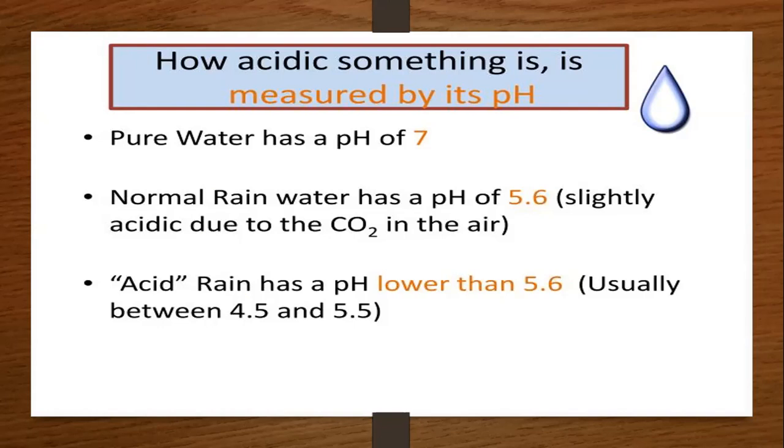While acid rain or acid precipitation, rain or snow, has a pH lower than 5.6, maybe equal to 3 to 5.5. Usually between 4.5 and 5.5, or sometimes 3. Of course, pH 3 is very acidic, and this will harm and affect many organisms and even the soil.